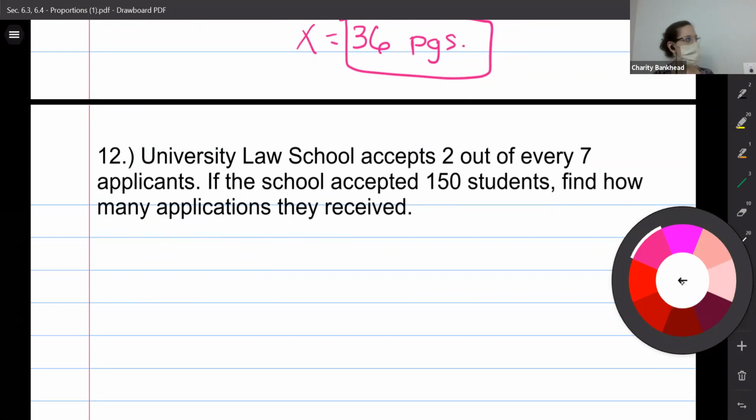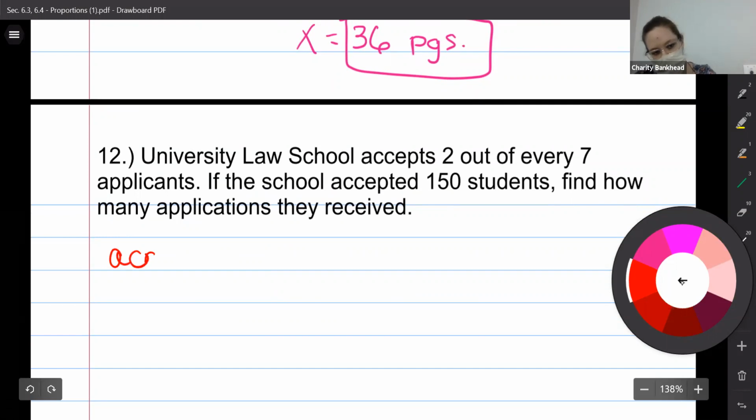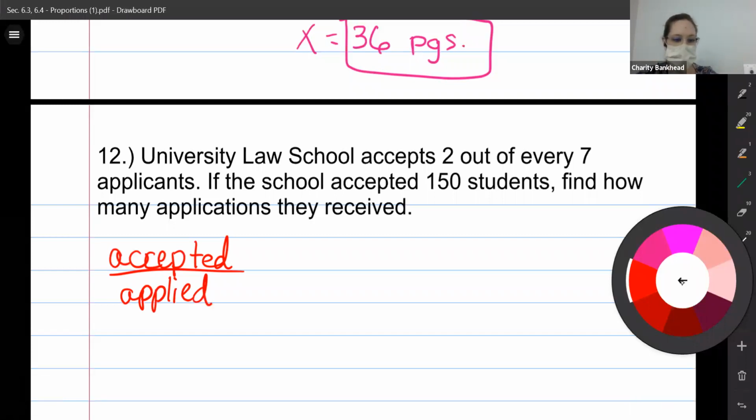All right, number 12, University Law School accepts 2 out of every 7 applicants. If the school accepted 150 students, find how many applications they received. Okay, so we are looking at number of accepted versus number applied. So I'm just going to do accepted over applied. So again, if you flipped it and did it the other way, it would still give you the same answer as long as you do the same for both fractions.